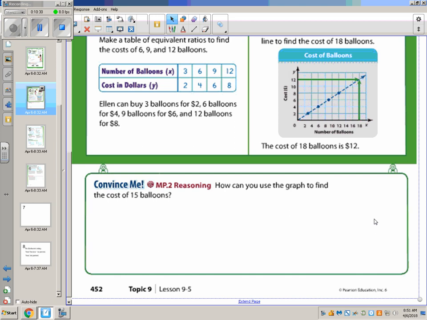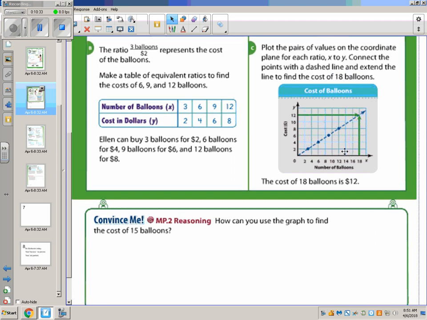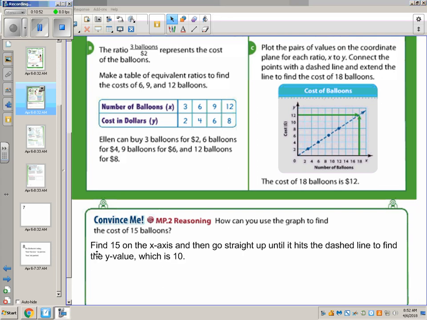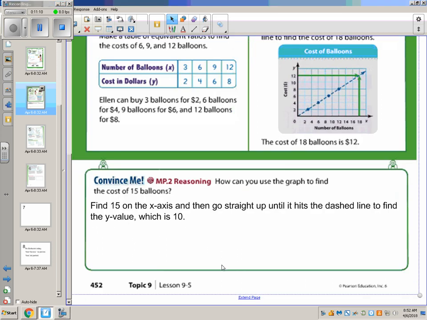So it says, how can you use the graph to find the cost of 15 balloons? So again, I can find where 15 is on my x-axis, so it would be in between the 14 and the 16. Follow that up to where it hits the dotted line. It looks like it hits it about there. If I follow that line over, I could see that it would be $10. So we would have that answer that we just talked about. So find 15 on the x-axis, then go straight up until it hits the dashed line, and that will help you find the y value, which was 10. So if you need to pause the video to write that down, go ahead. I'm going on to the next page.